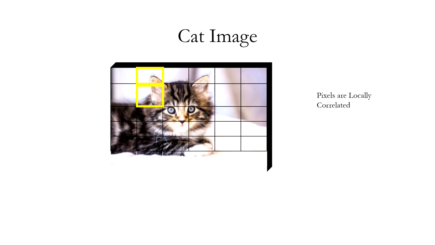Now, in a standard image, spatial relationship is everything. These pixels, those two boxes in the yellow, are neighbors, and together they tell us that that is an ear tip.